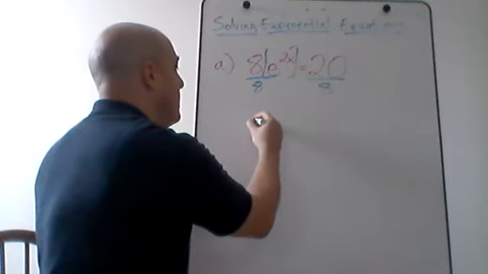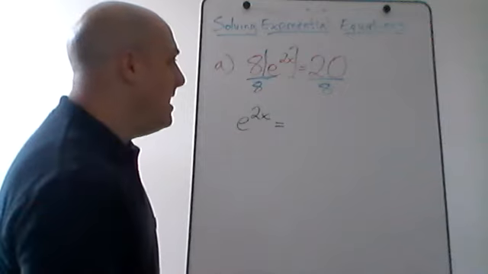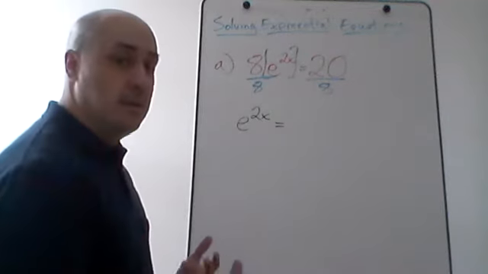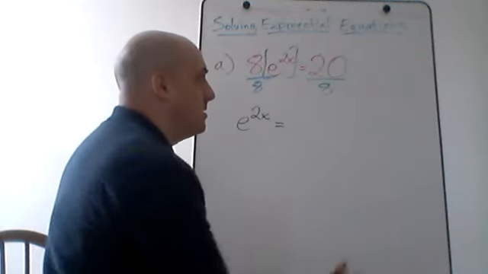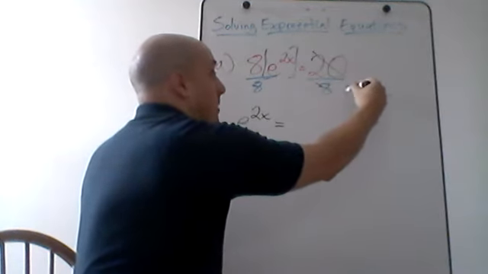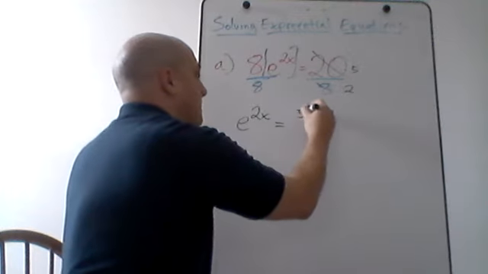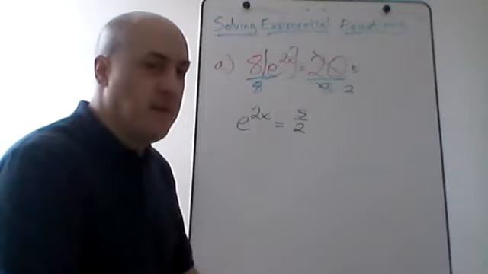This is going to give me e to the 2x equals 20 over 8. I said that upside down. Right, so 20 over 8, which I can simplify. Both of these can be divided by 4, so that's going to give me 5 over 2. So I get e to the 2x equals 5 over 2.